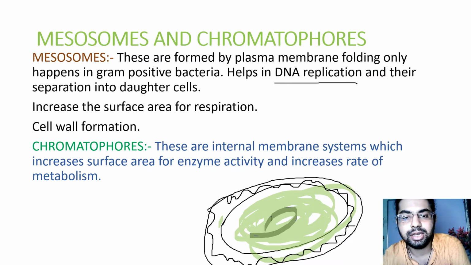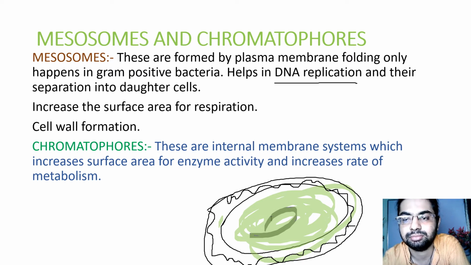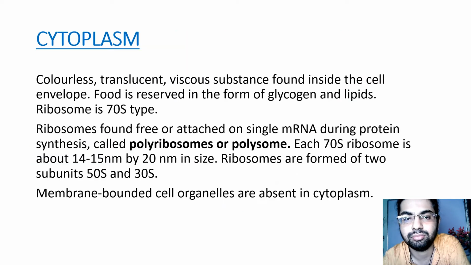Chromatophores. These are internal membrane systems which increase surface area for enzyme activity and increase the rate of metabolism. So chromatophores are membrane systems that help in increasing the surface area for enzymatic activity and the rate of metabolism, that is anabolism and catabolism. Cytoplasm.